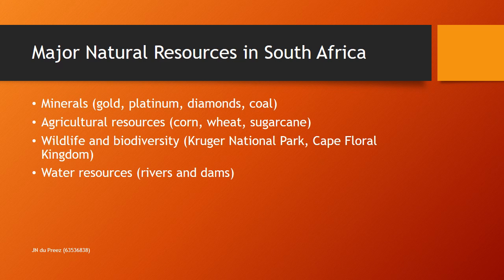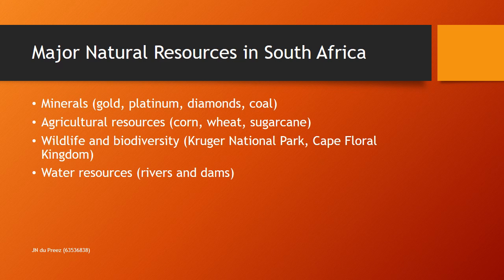So referring to minerals, we can find gold, platinum, diamonds, and coal. In terms of agricultural resources, almost everywhere you look, there are farmlands close by. So our major ones there are corn, wheat, and sugarcane.